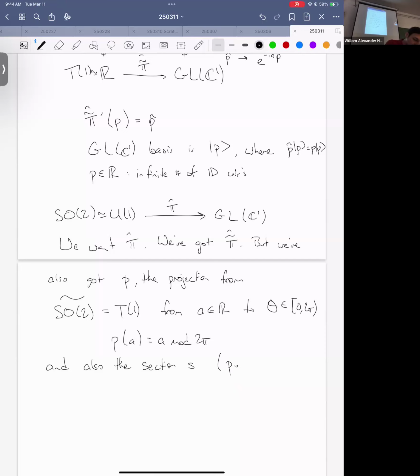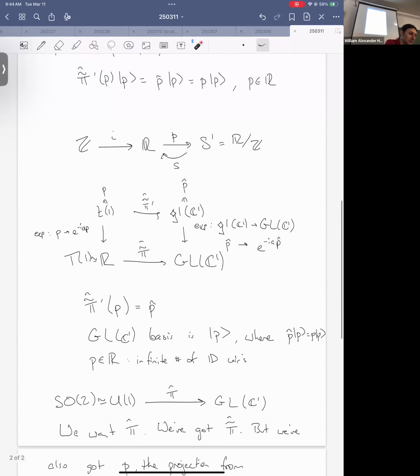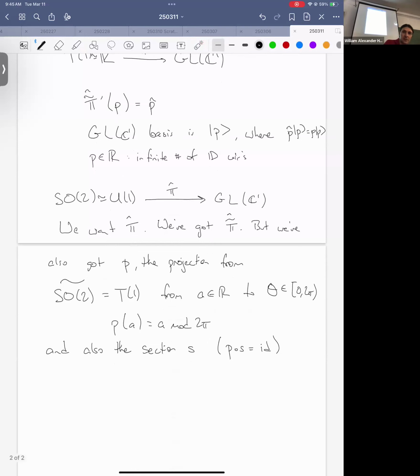And remember that the projection composed with the section is the identity map. That's the critical point. So if I start with, say, a rotation by pi over 3, then I go up into R to some value of A, which will be itself pi over 3. This section S is going to be S of theta is equal to theta itself.